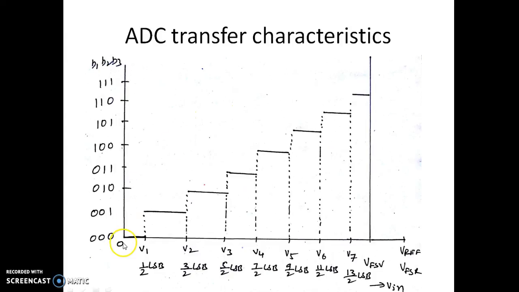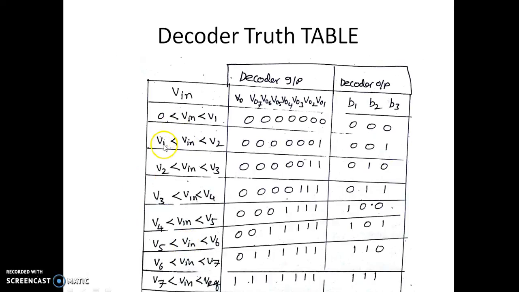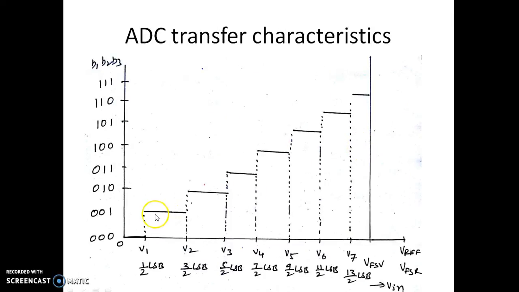So this is how it looks now. If the input voltage is between 0 and V1, we're going to have the output voltage as 0, 0, 0. If the input is between V1 and V2, as we saw in the previous case, the output voltage should be 0, 0, 1. So that's what is 0, 0, 1.